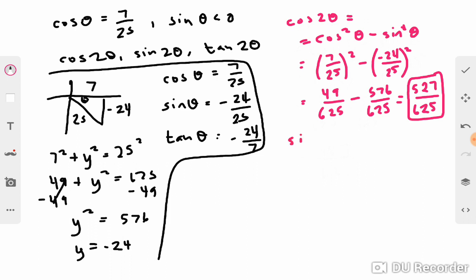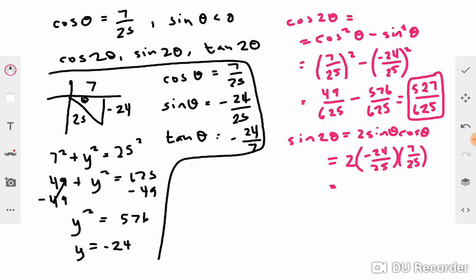All right, let's see if we can fit in sine 2 theta. I think we can. Okay, so sine 2 theta is 2 sine theta cosine theta. All right, so we're going to have 2 times negative 24 over 25 times cosine, which would be 7 over 25. Okay, so on top, we multiply that out, and we should get 336 over 625. And again, 625 is all factors of 5. So there's our sine 2 theta.